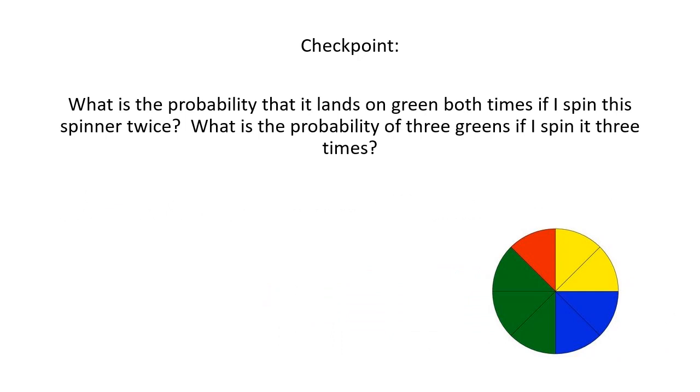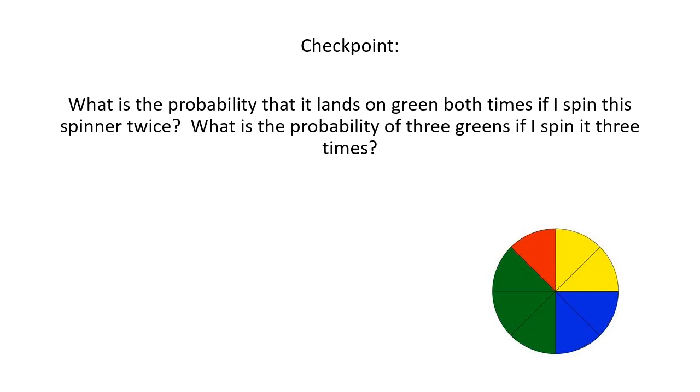So for our checkpoint problem, the probability that this spinner is going to land on green both times if I spin it twice. I'm going to spin this thing twice, and I want to find the probability that it comes up green both times. And then as a little bit of a challenge problem, if I spin it 3 times, what's the probability of getting green 3 times?